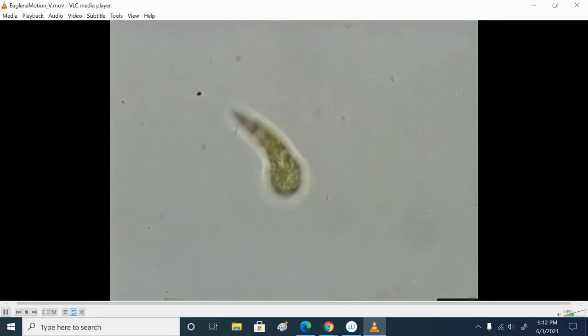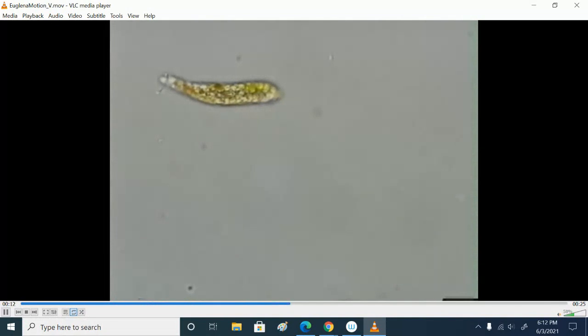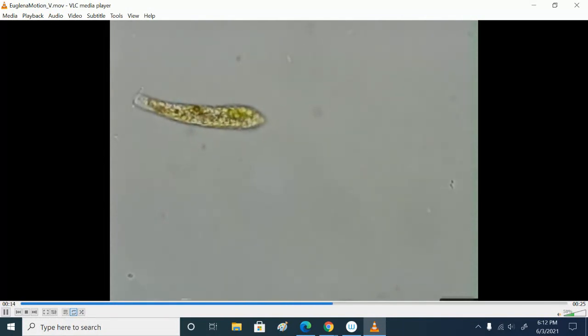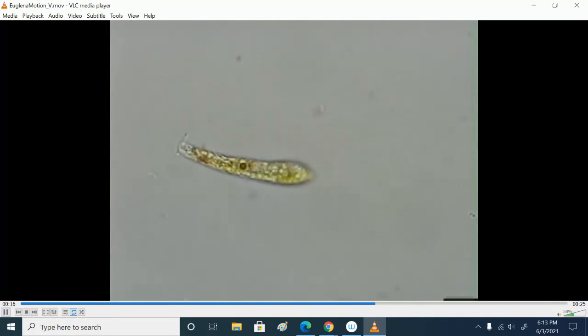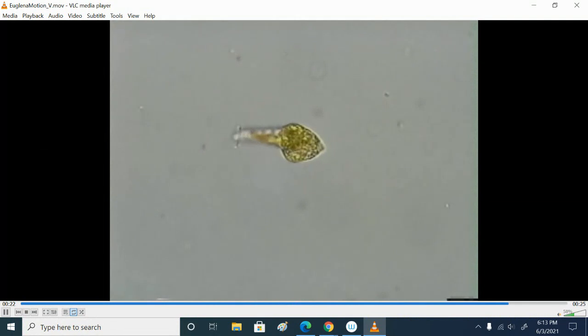This is euglena. It's just one. It squishes up and out because it's in a thick solution of methylcellulose, which is there to slow it down. Otherwise, it'd be moving way too fast. And you can see one flagellum on the end. It's not moving because it's in a solution that's too thick. It's like you trying to swim through molasses or syrup.